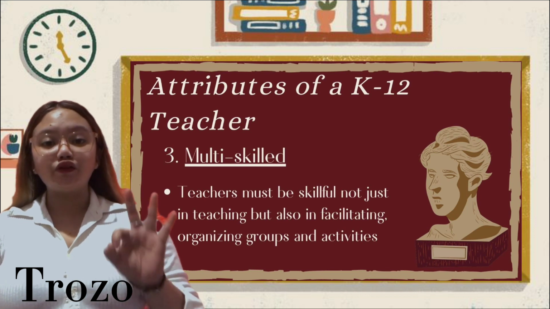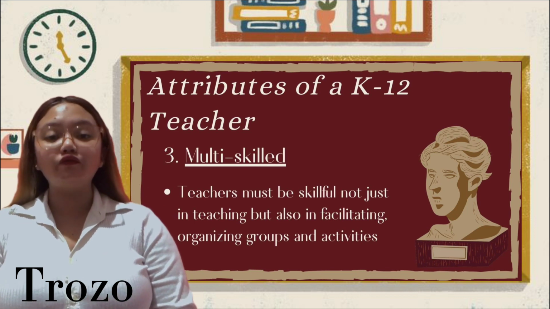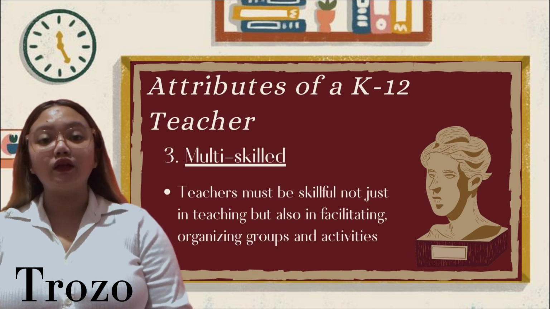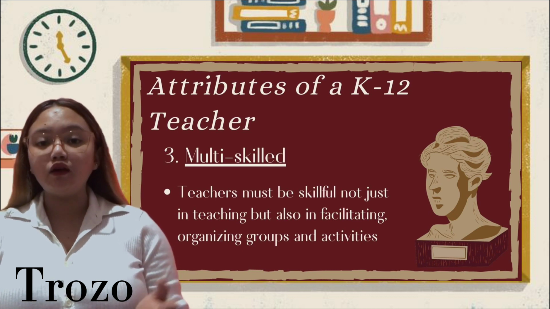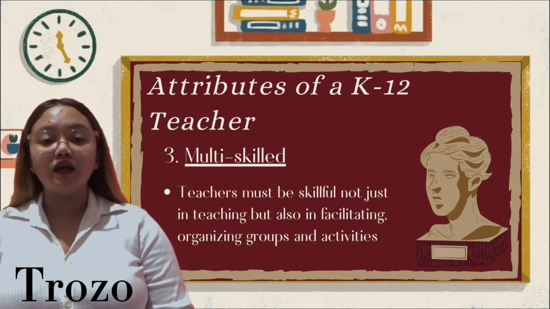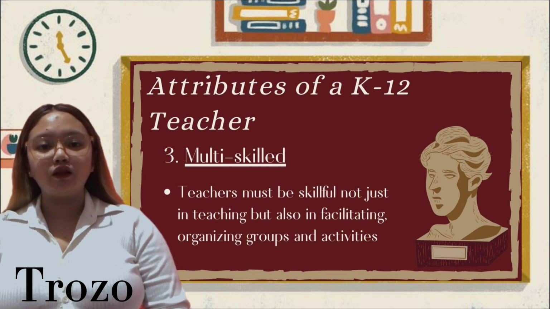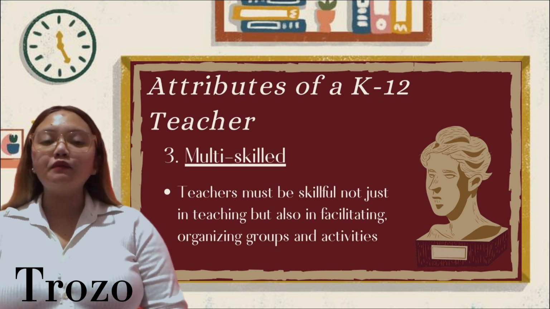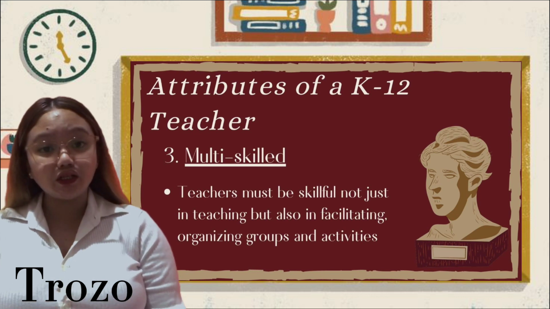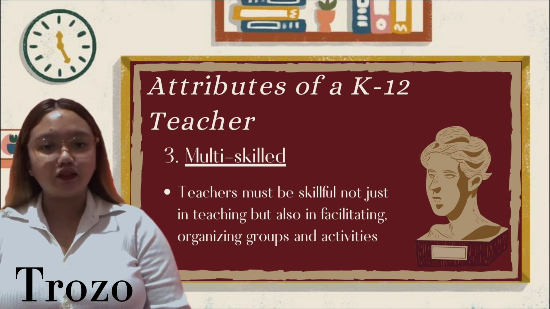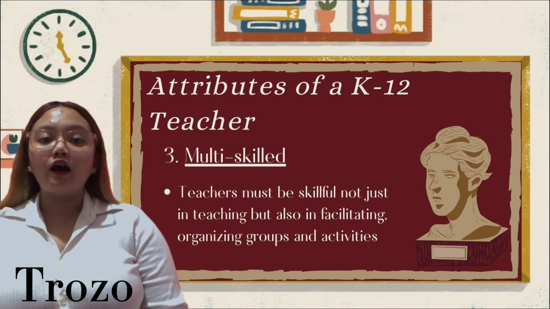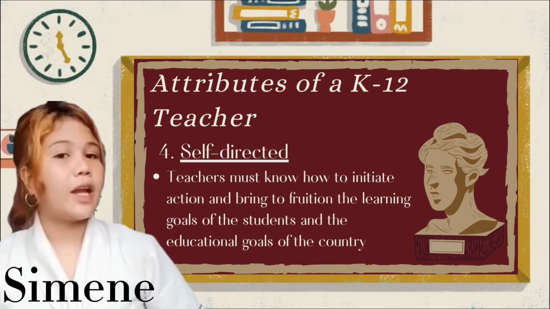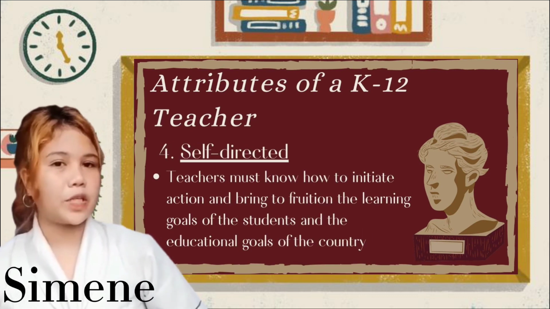So let's move to the third attribute of a K-12 teacher, which is multi-skill. The teacher must be skillful not only in teaching but also in facilitating, organizing groups and activities. In short, the teacher must be flexible. He or she doesn't need to be talented or gifted, yet must manifest the ability to be strategic in doing the tasks assigned to them, such as organizing groups, activities, or even events, and so on. The number 4 attribute of a K-12 teacher is self-directed.